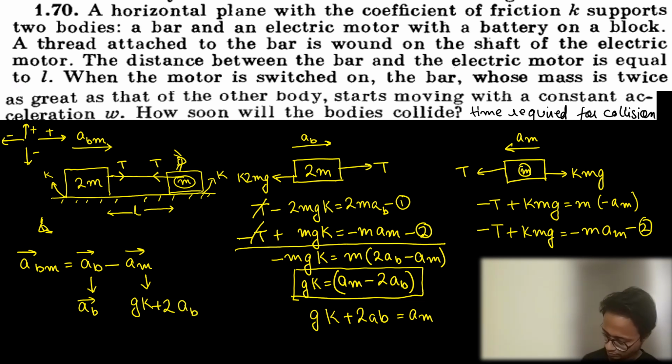Now if I add this one, acceleration of block with respect to motor is nothing but acceleration of block plus 2 acceleration of block, which is equal to 3 acceleration of block, plus g into k. Understood?